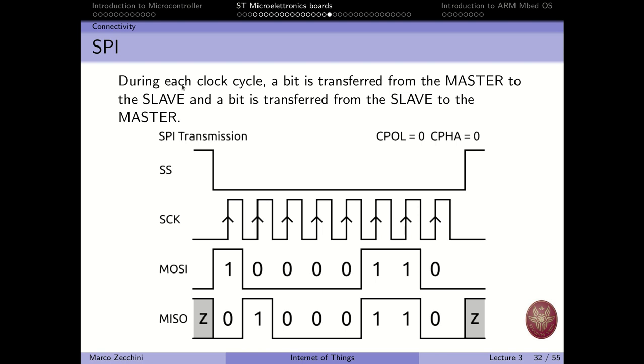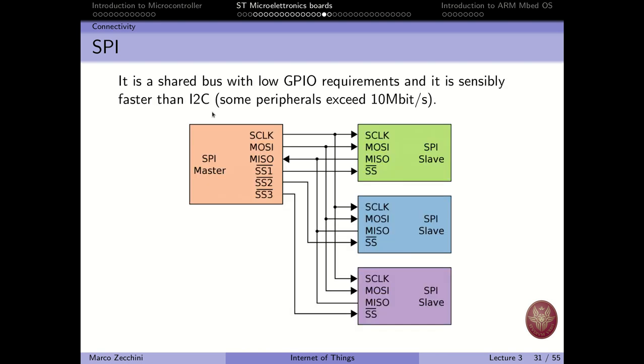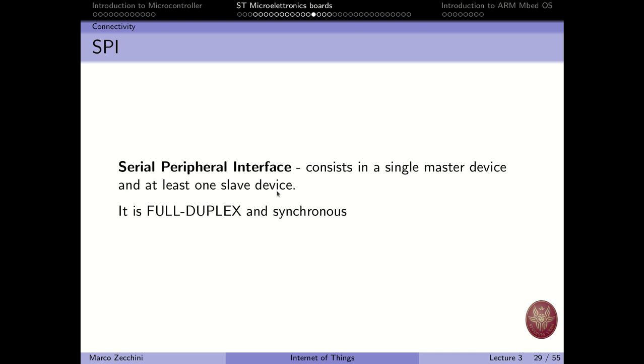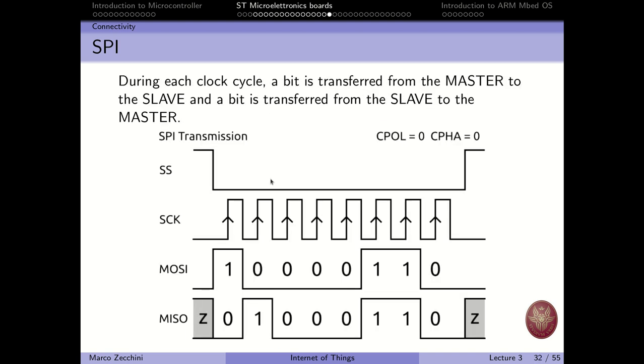So remember that for each cycle, a bit is transferred from the master to the slave, and a bit is transferred from the slave to the master, because we have a full duplex kind of communication. For selecting a slave, you should put the voltage on the line to zero, and this is the signal for the selected slave that the master is speaking with it. Okay, so with the timing of the serial clock, they start exchanging messages in this way.